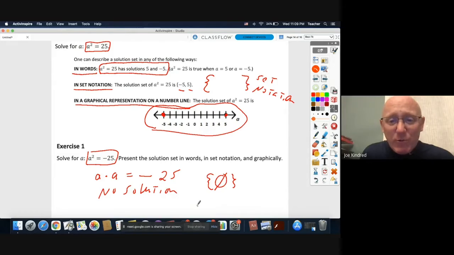So in words, no solution. In set notation, this little symbol here with a circle and a line through it. And as a graph, well, you would just draw a line and put some numbers on it, for instance 1, 2, 3, and you would not put any circles or dots on it. There's no solution.